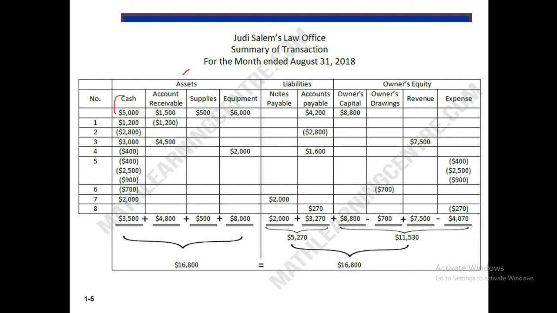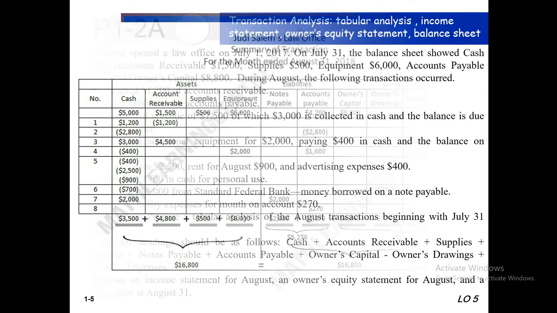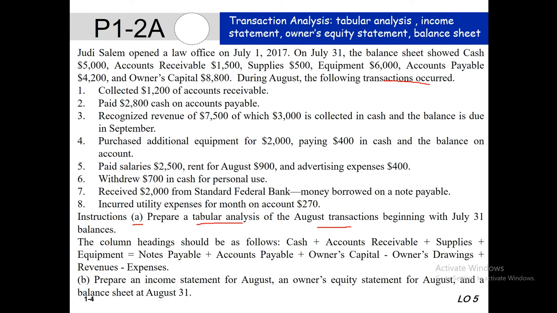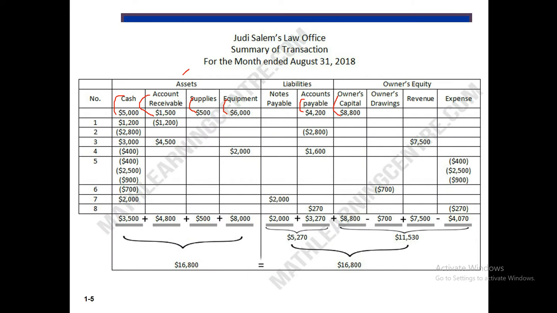cash. This is the cash balance from July, and we show it at the beginning of August. Accounts receivable balance, supplies balance, equipment balance, accounts payable balance, and owner's capital balance. So the July 31st balances we have shown on August 1st. This is the opening balance.